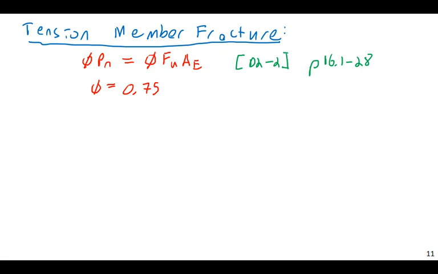If you remember back in yielding, what phi did we use? We used 0.9. Why do you think that is? Which do you think is worse: too much deformation, or your thing literally breaks in half? Well, yeah, fracture is worse.